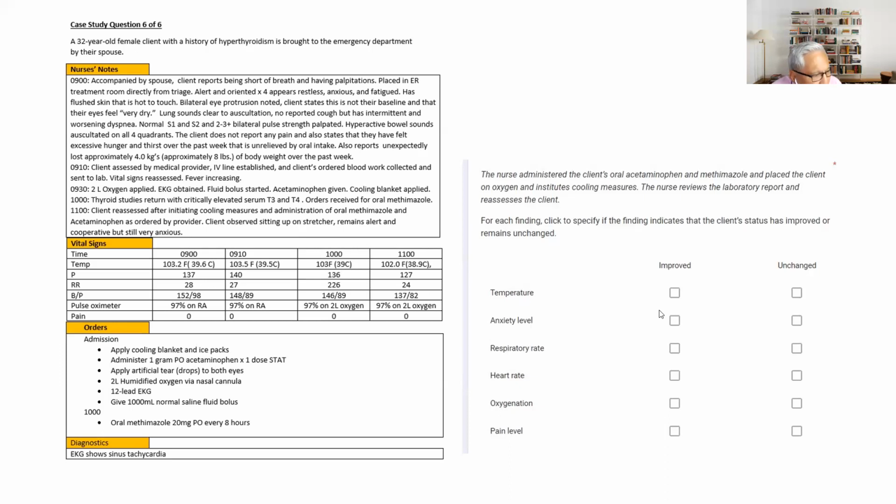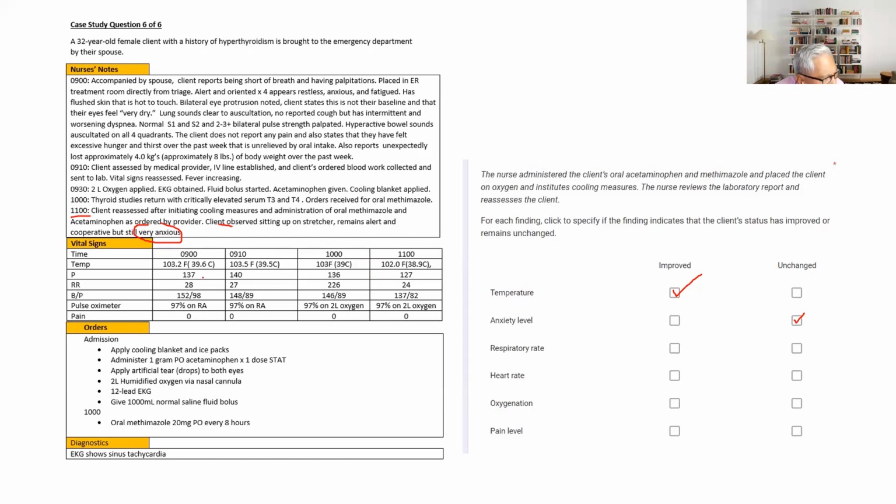Okay, so let's take a look at the temperature. The temperature originally was 103, and now it is 102. So I guess this is an improvement. How about the anxiety level? Client observed sitting up on stretcher, remains alert and cooperative, but still very anxious. That is the latest at 11 o'clock. So that means to say that this is unchanged.